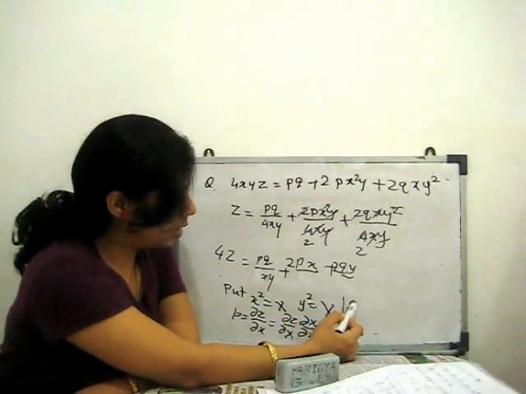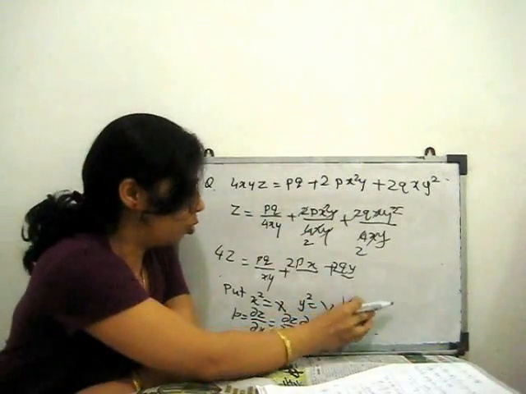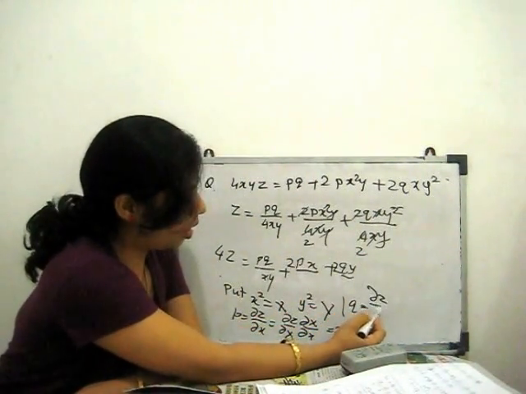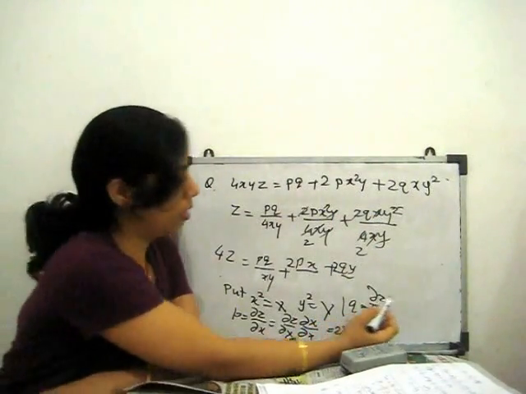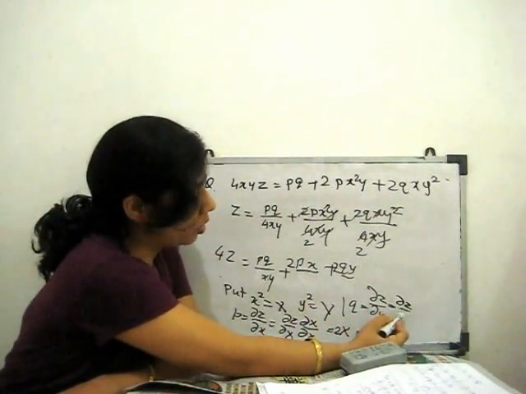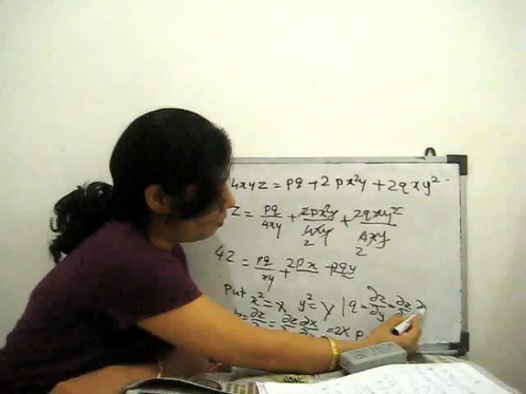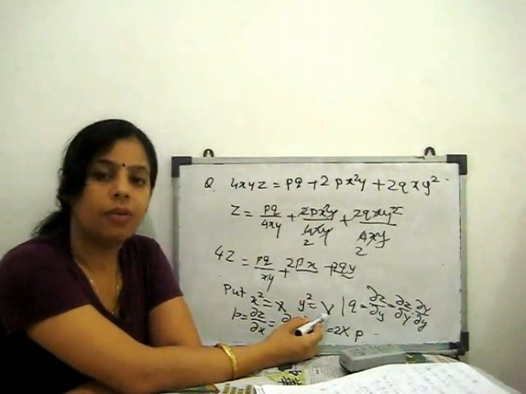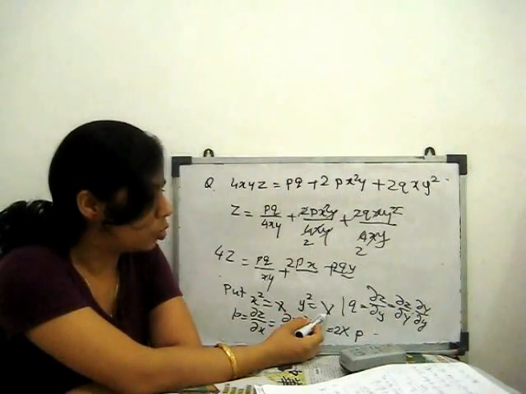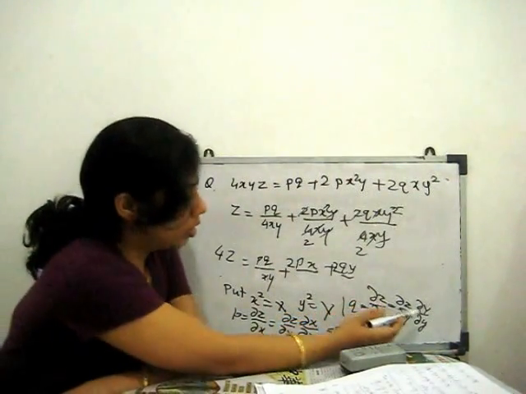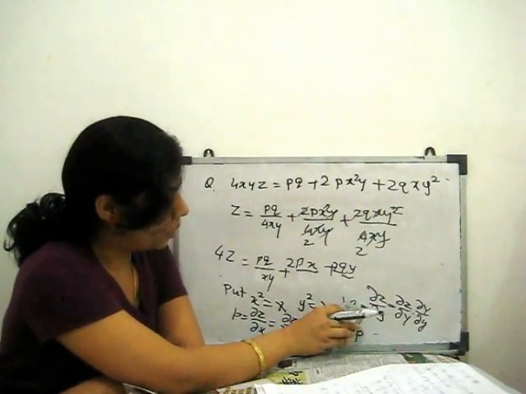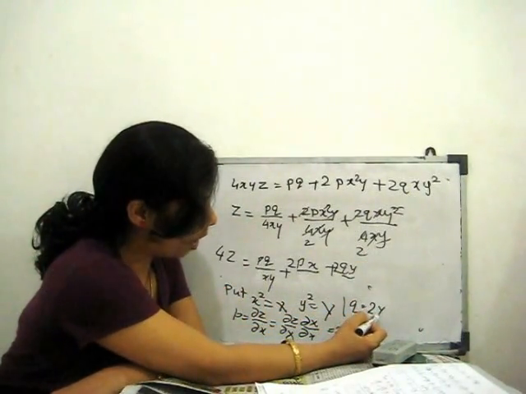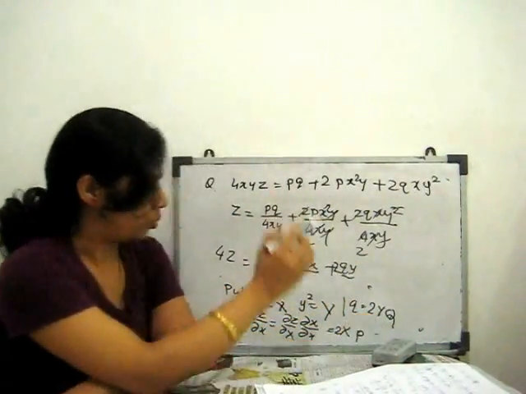Similarly, small q is del z upon del y. Correct? We rewrite del z upon del capital Y times del capital Y upon del small y. From here we differentiate, it gives del Y upon del y equal to 2y. So small q is 2y times capital Q. Clear?